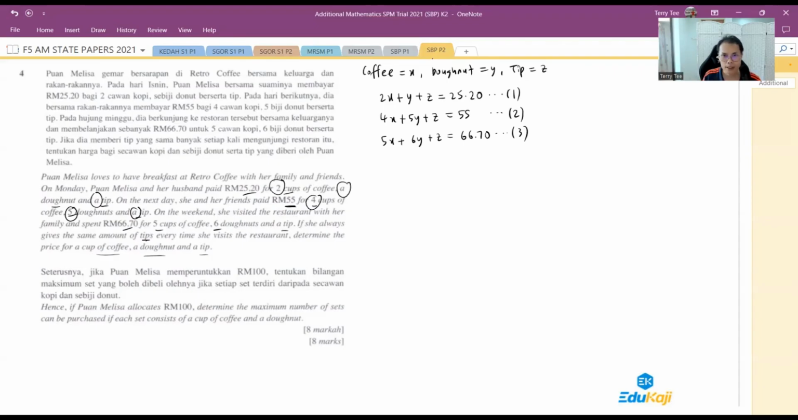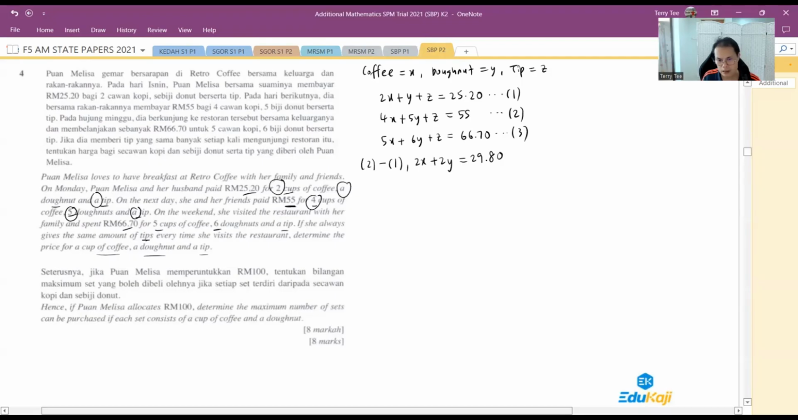You may want to start off with, let's say, equation 2 minus equation 1. Now, picture this. If you take 4x, you minus 2x, you're left with 2x. If you take 5y, you minus y, 5y minus y, you're left with 2y. And the z, you subtract z, that z disappears. And 55, you minus 25, 20, you get 29 ringgit and 80 cents.